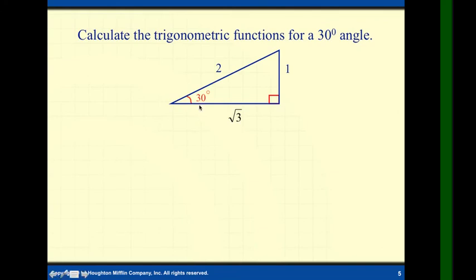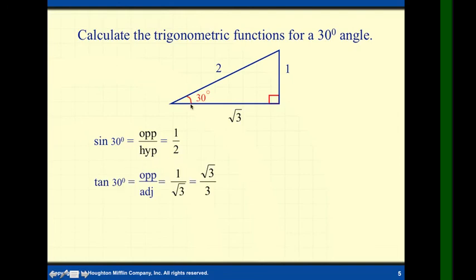So, this is the 30 degrees angle. Let's start with the sine 30 degrees. So, for the sine 30 degrees, we have opposite over hypotenuse. So the opposite is 1 and the hypotenuse is 2. So we have 1 half. For the tangent 30 is opposite over adjacent. The opposite is 1 and the adjacent is square root of 3.